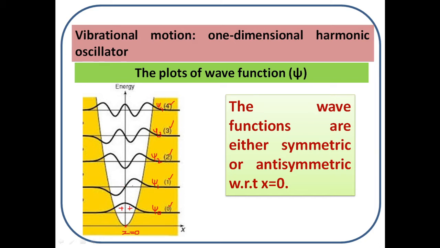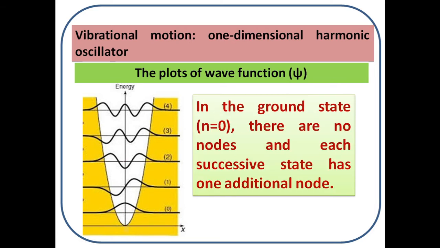If we take this as positive amplitude, then this will be negative. Therefore, this is an anti-symmetric function. Again, if we take psi 2, that is again symmetric with respect to x is equal to 0. And the next wave function is anti-symmetric. Therefore, we can say that the wave functions are either symmetric or anti-symmetric with respect to x is equal to 0.